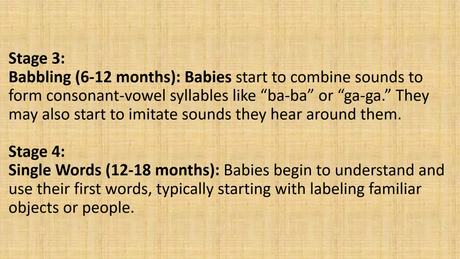Then comes stage 4, single word, 12 months to 18 months. That means 1 year to 1.5 years. Babies begin to understand and use their first words, typically starting with labeling familiar objects or people. So during this stage, they will start uttering single words, and they are also about familiar objects or people.